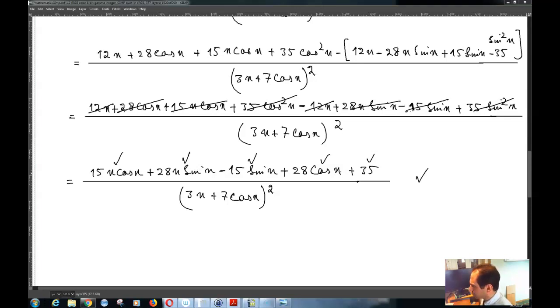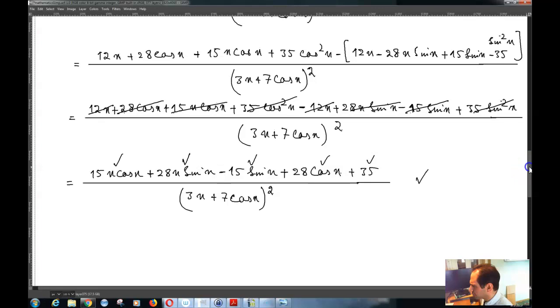27 is x squared times d by dx of x squared times cos of pi by 4 divided by sin x.